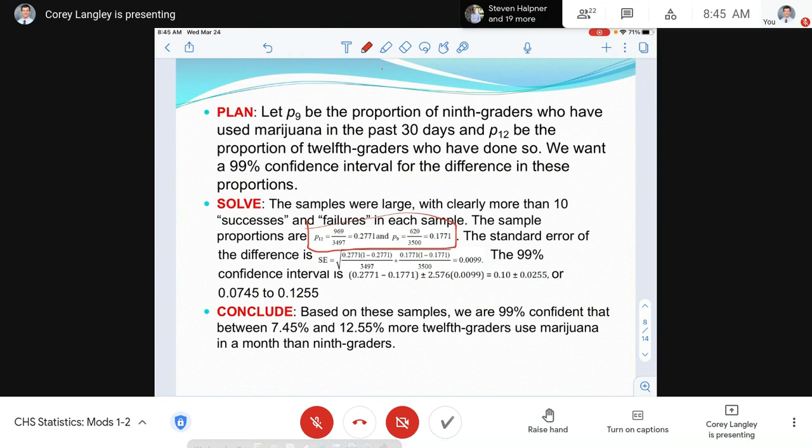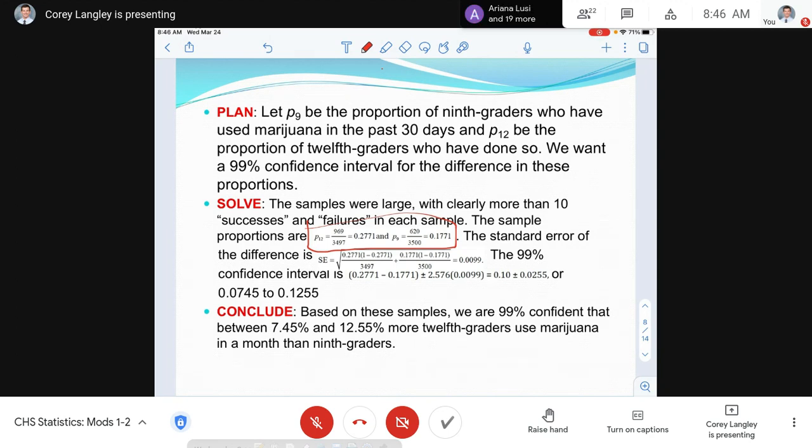The proportion of 12th graders, 969 out of 3497, is about 27.71% said they had used marijuana in the last 30 days. For the ninth graders, 620 over 3,500, 17.71%. Look at that, exactly 10% less than the 12th graders, down to the hundredths of a decimal point for the percentage. So those are our two sample proportions.